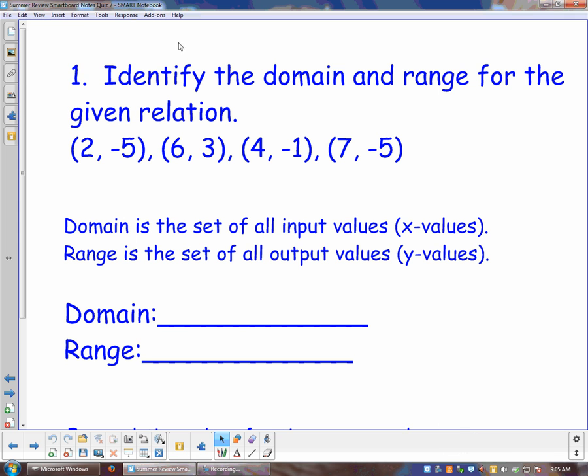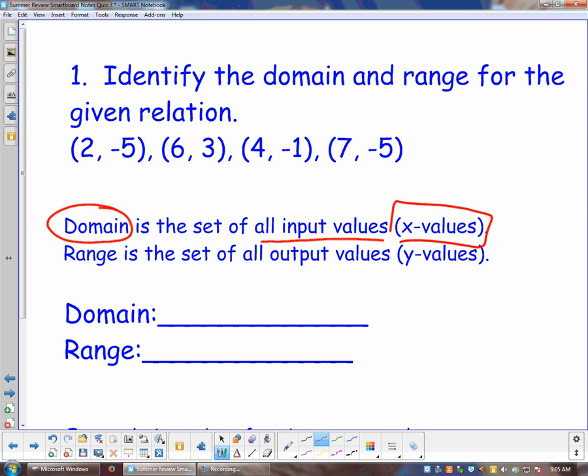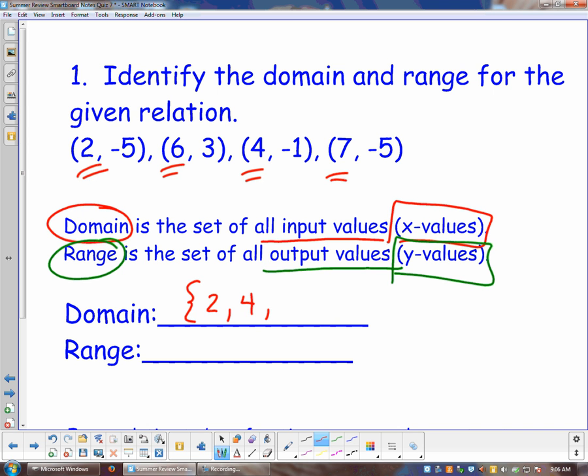Okay, in this first example, identify the domain and range for the given relation. So the given relation is these four ordered pairs. A relation is just a mapping between two sets of data, an input and an output. The domain is the set of all input values, that would be your x values, and the range is the set of all the output values, or the y values. So in this case, the domain is 2, 6, 4, and 7. And we can put those in a set, 2, 4, 6, 7. Just put them in order there.